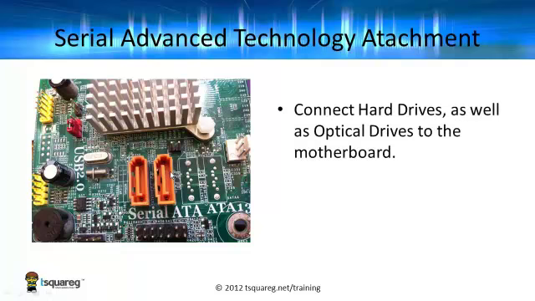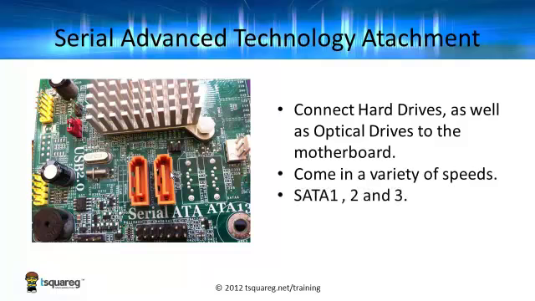As I said, they connect hard drives as well as optical drives to the motherboard, and they come in a variety of speeds. SATA 1 is around 3 gigabits per second, and SATA 3 is a whopping 6 gigabits per second. Very fast indeed.